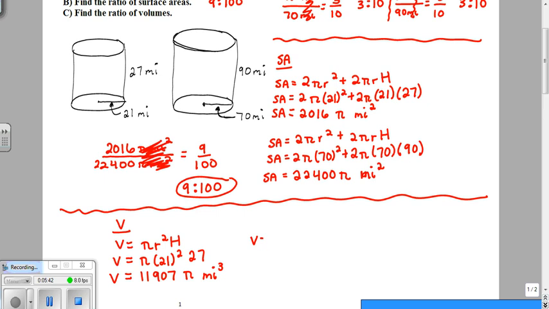For my larger cylinder, same formula. Volume equals pi r squared times the height of a solid. The volume equals pi times my radius, which is 70 squared, times the height, which is 90 miles. This time I end up with 441,000 pi miles cubed.